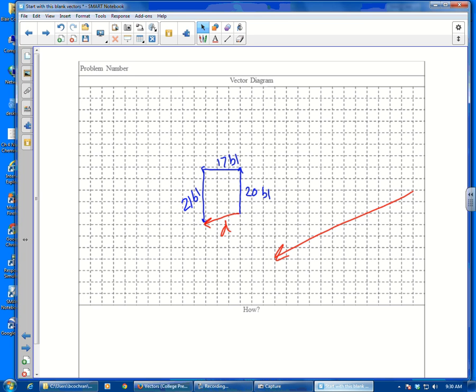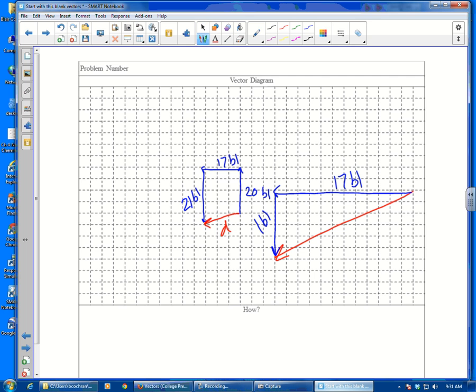So my one horizontal part is 17. So this is going to have a horizontal component that's 17 blocks long. And now I need my vertical part. If I combine my vertical parts, I go 20 north and 21 south. So that means I end up 1 block south. Yes? Okay?